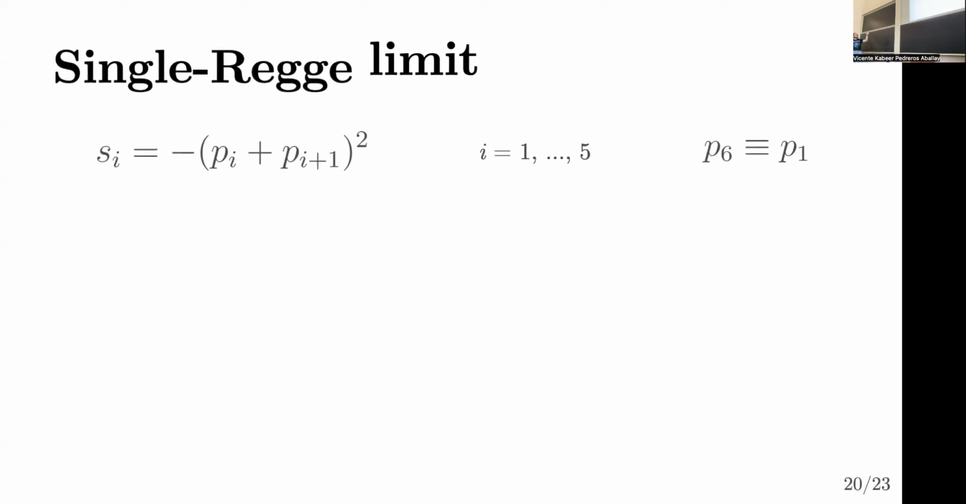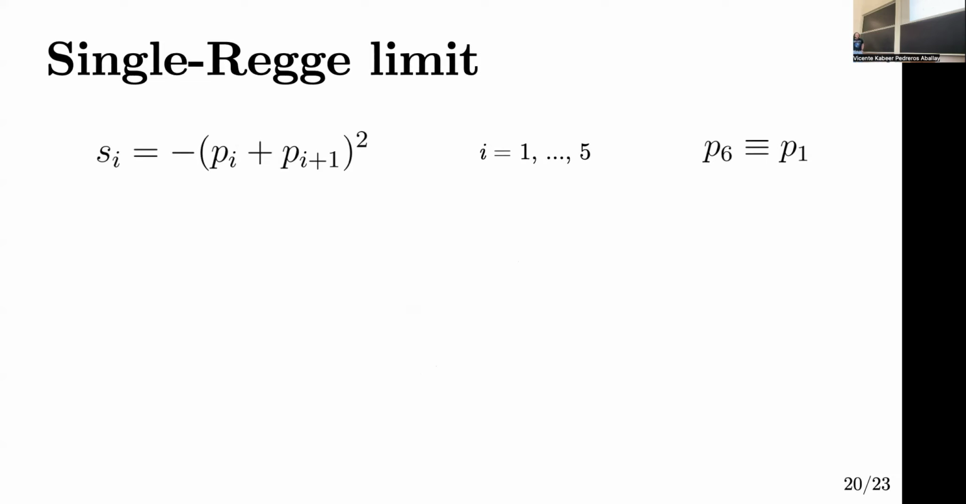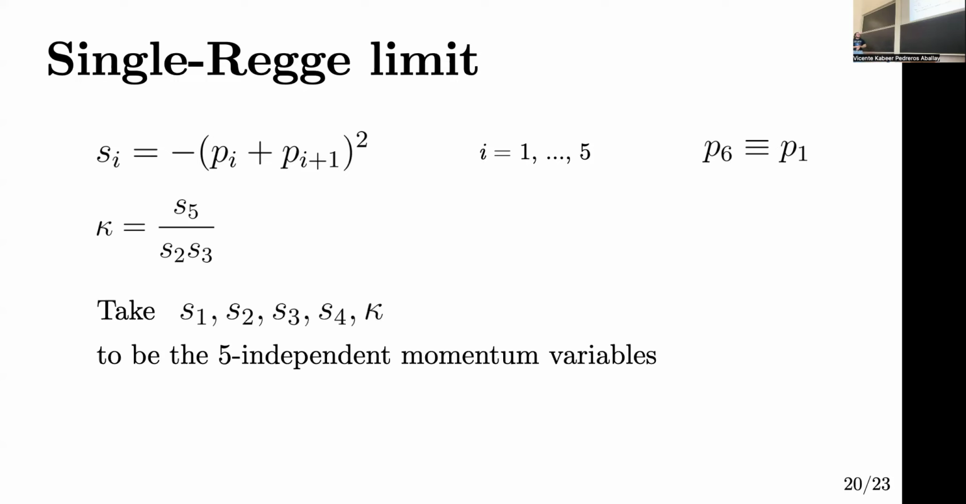So here's the single Regge limit, quick 101 basics. We have the neighboring selection of the s's. Of course, since we have 5 external particles, we have 5 s's. We also need a further definition for the momentum in order for this formula to make sense. It's also very convenient to define this quantity over here, kappa, which is defined in terms of s2, s3, and s5. Now we take s1, s2, s3, s4, and kappa to be the 5 independent momentum variables.